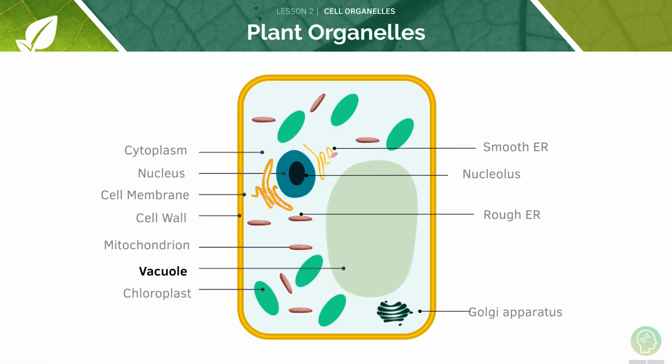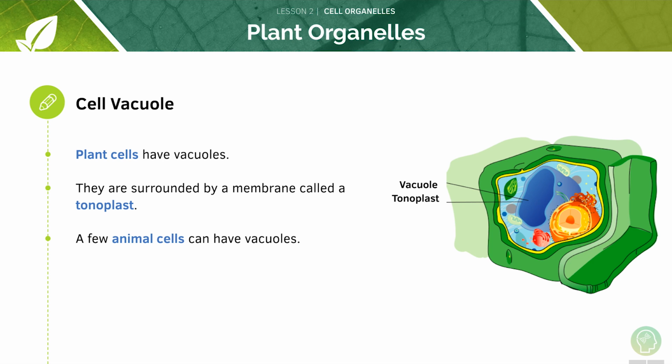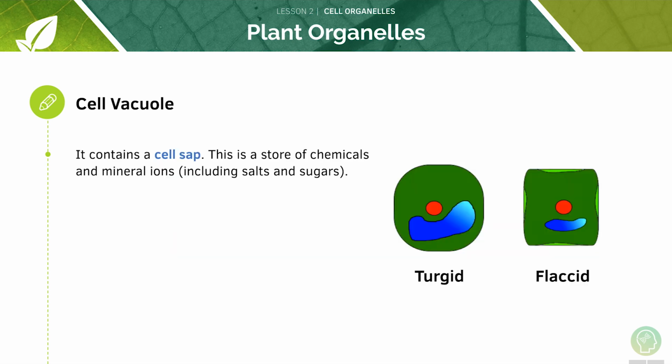Now let's look at a vacuole. Plant cells have vacuoles. They are surrounded by a membrane which we call a tonoplast. A few animal cells can also have vacuoles. It mainly contains a cell sap. This is a store of chemicals and mineral ions, including salt and sugars.